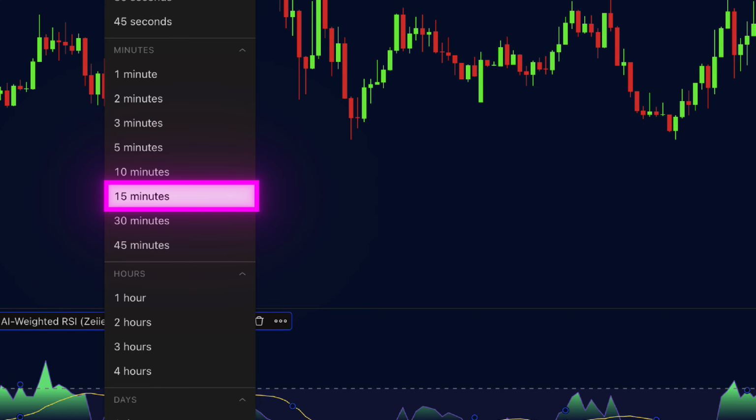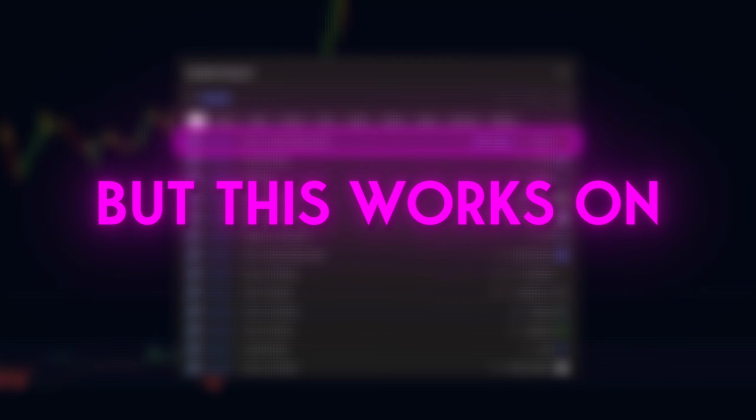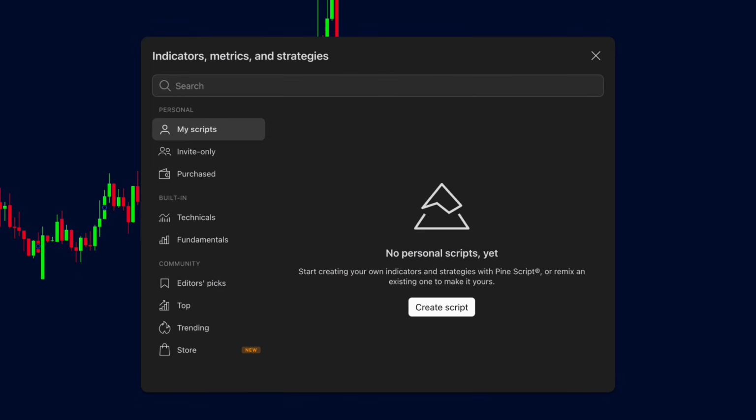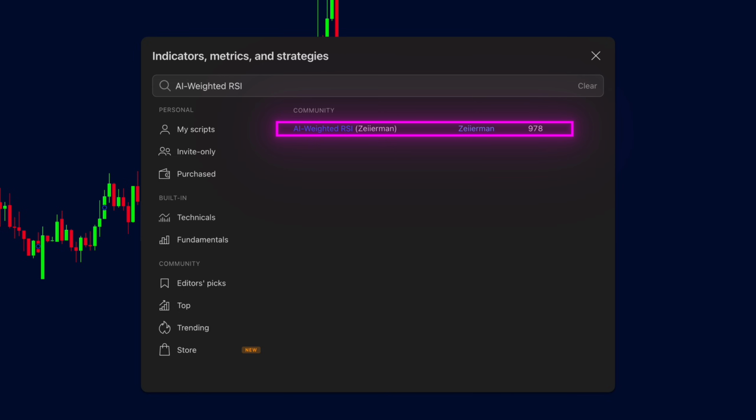any chart you want. I'm using the 15-minute time frame on Euro-Dollar, but this works on any market, any time frame. Click on Indicators and type in AI-weighted RSI. Make sure you select the one by Zierman.